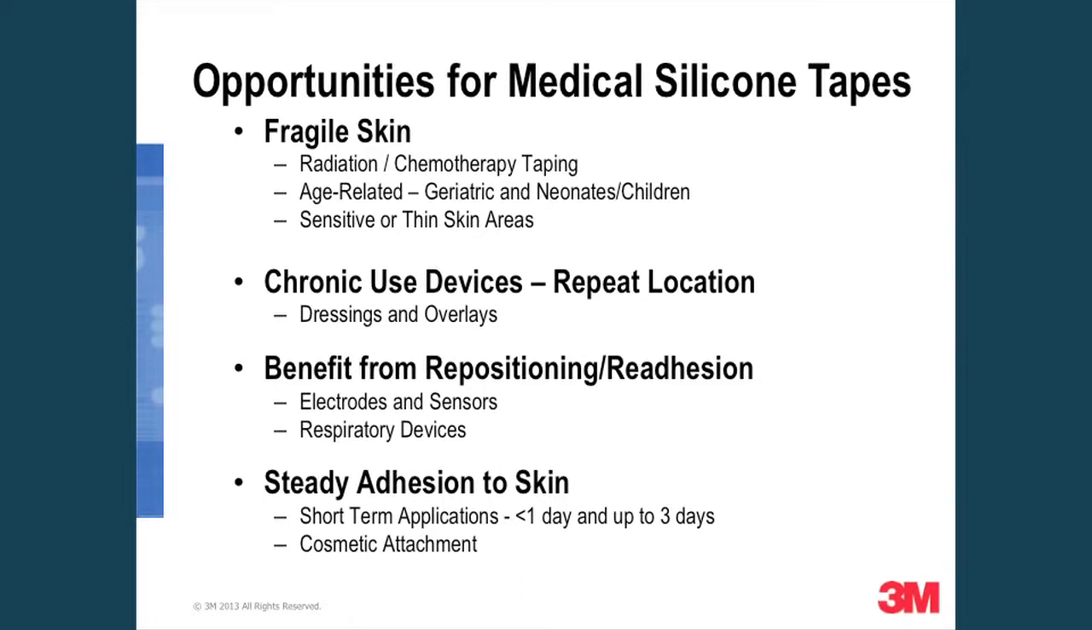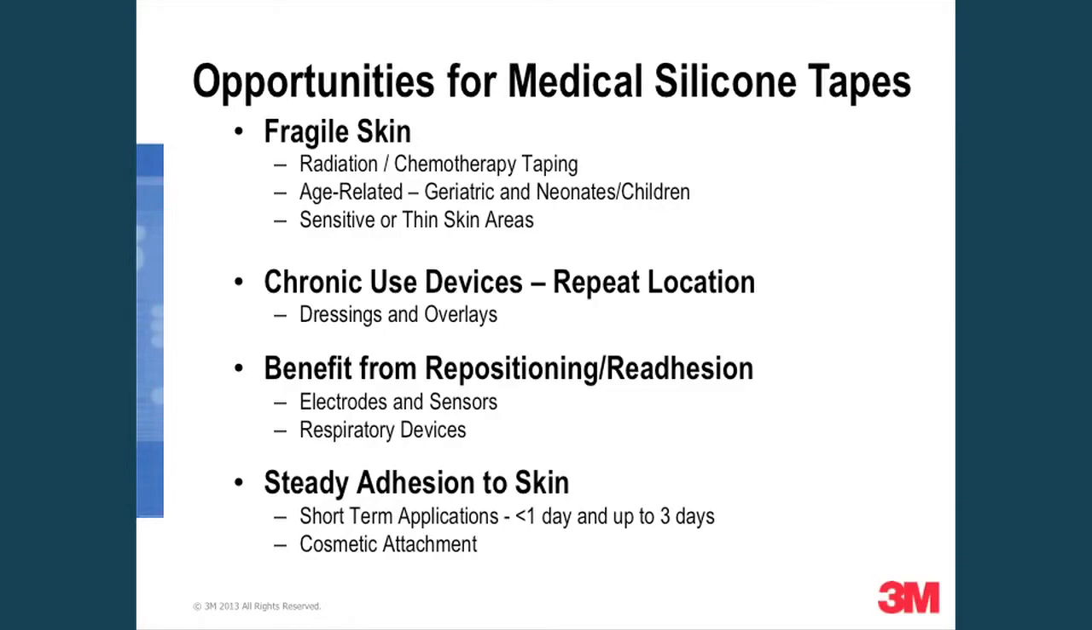Chronic use devices and repeat location. Those are ones that have to be always put into the same space over and over again. Ostomy patients, or when you're dealing with wound care, you're repeatedly taping over that same area, and that can cause trauma. Silicones can help you benefit from repositioning or readhesion. If you're doing electrodes or sensors, now with sporting sensors for heartbeat and rhythm and for temperature, you want to be able to move that electrode to the right spot in order to get the strongest signal. And silicones can help you with that.